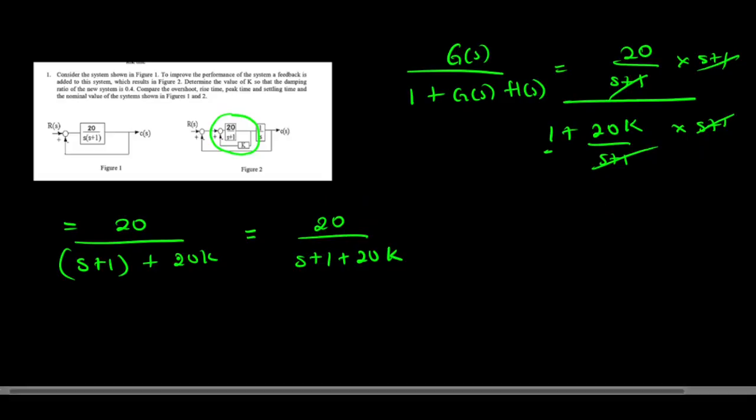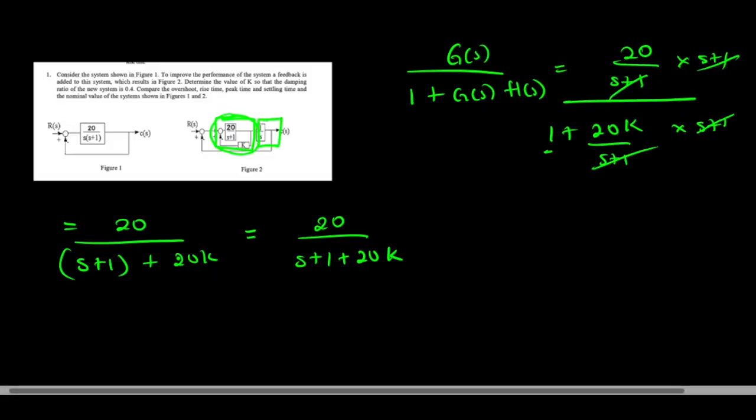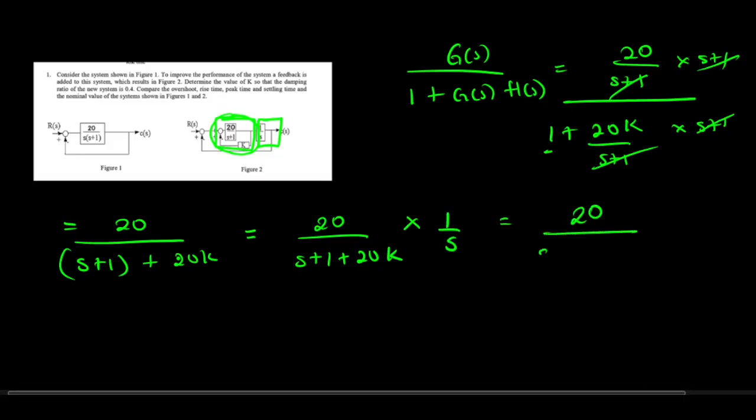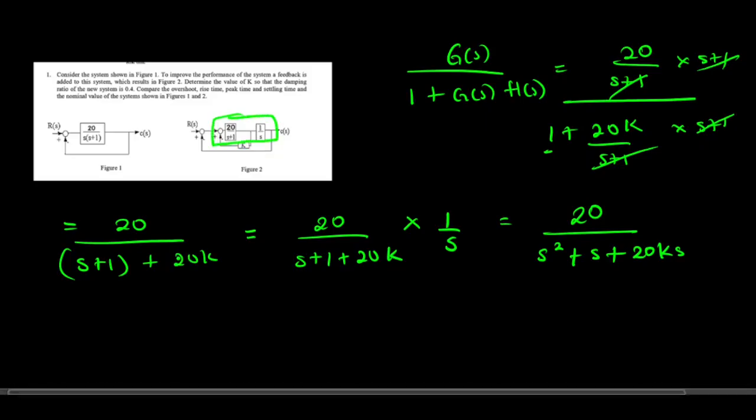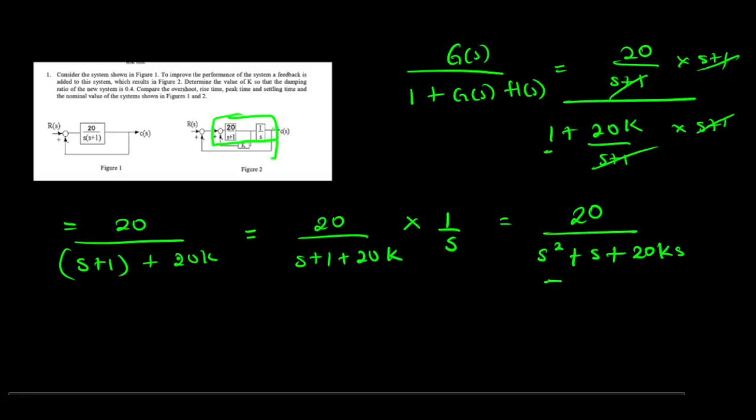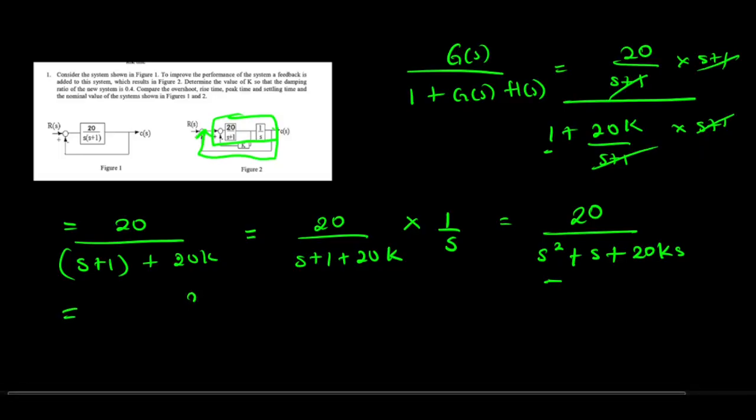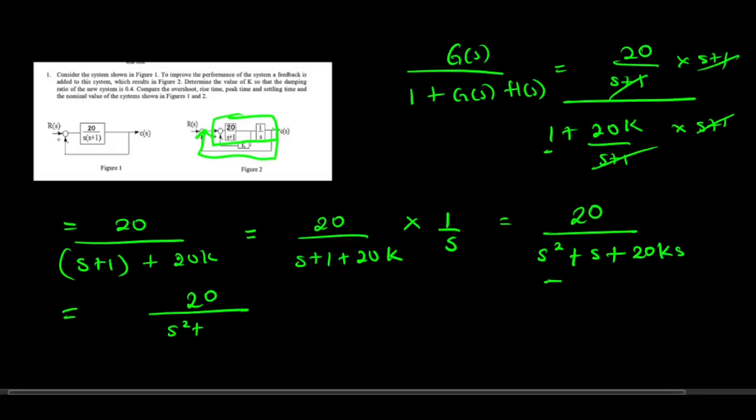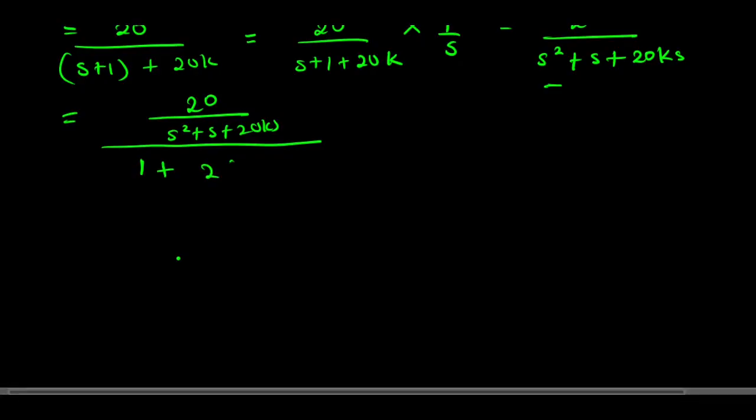Once we resolve this, you notice that this is in series with 1 over s here. When two blocks are in series, we simply multiply them. So this will become 20 over s squared plus s plus 20k s. Once there's a full block here, it now has a negative feedback system, a unity negative feedback system. Remember the formula, so it should be 20 over s squared plus s plus 20ks, all over 1 plus 20 over s squared plus s plus 20ks.